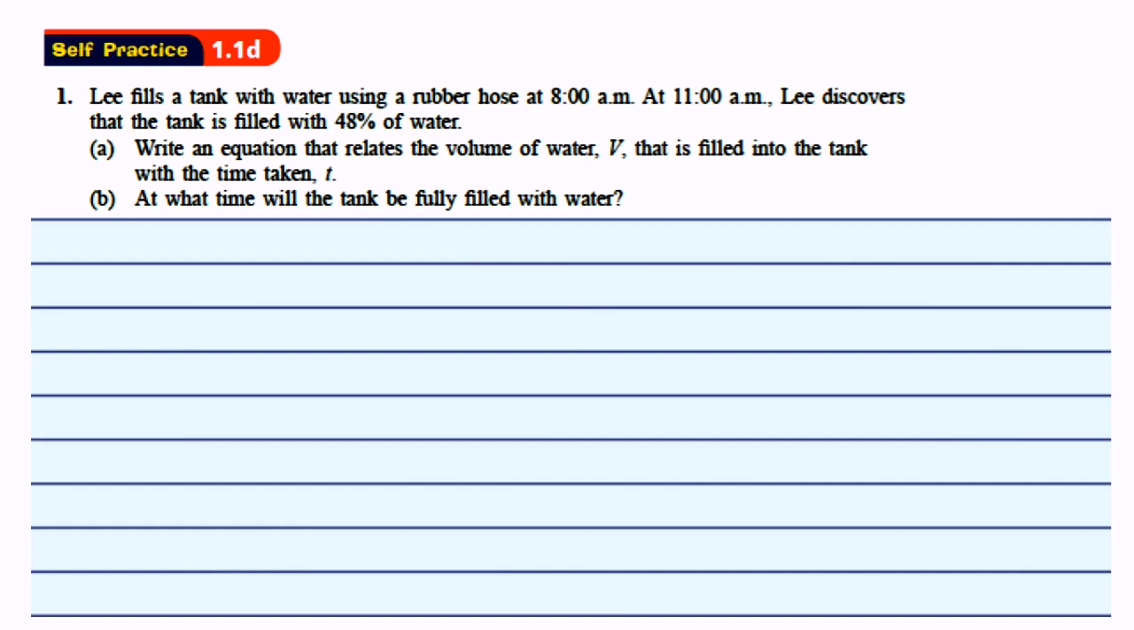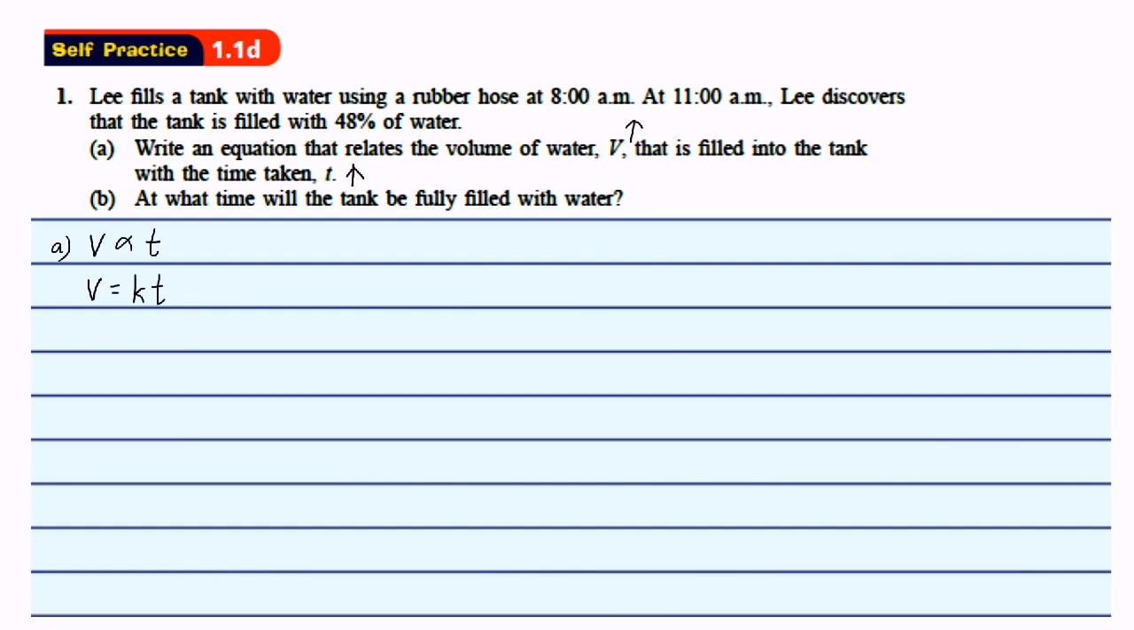Okay, so to answer this question, first you must know that when the duration of time increases, the volume of water in the tank also increases. So what is the variation? The variation is V varies directly as T. So we change the variation into an equation. V equals, you add the letter K, the constant, and write down T.